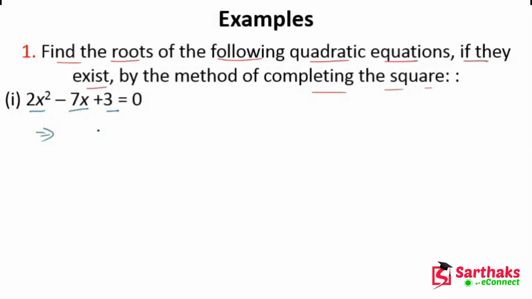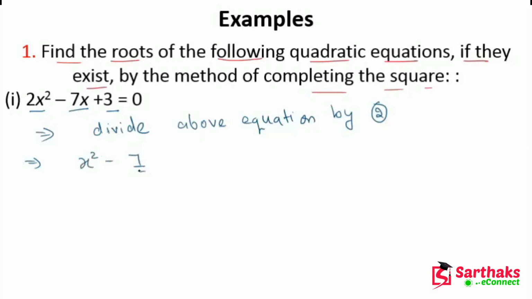So first of all, divide the above equation by 2. Then it will become x square minus 7/2 x plus 3/2 equals 0. Now shift the constant part to the RHS, which means this will become x square minus 7/2 x equals minus 3/2.